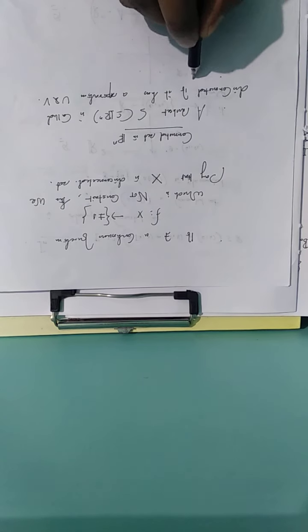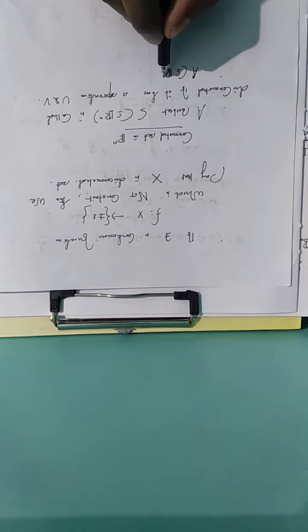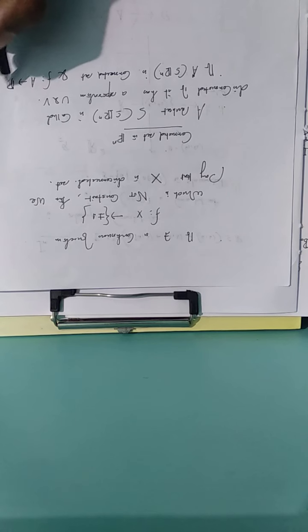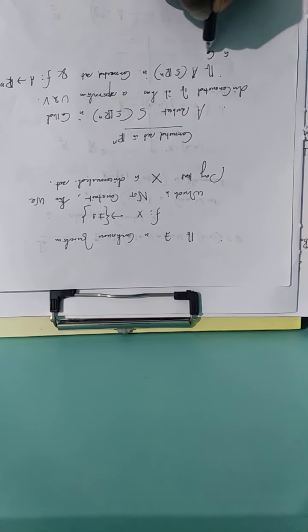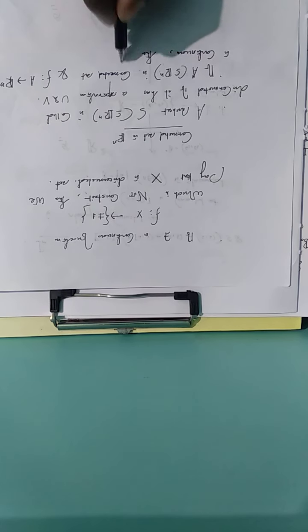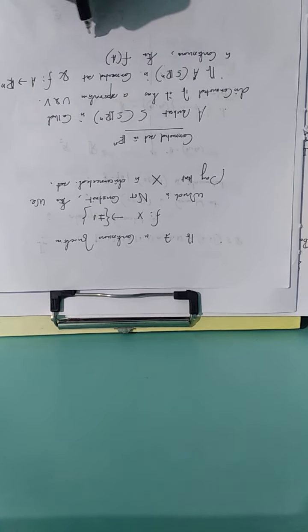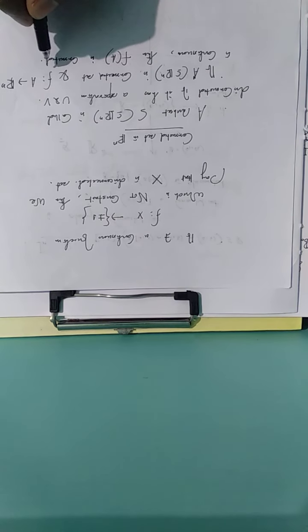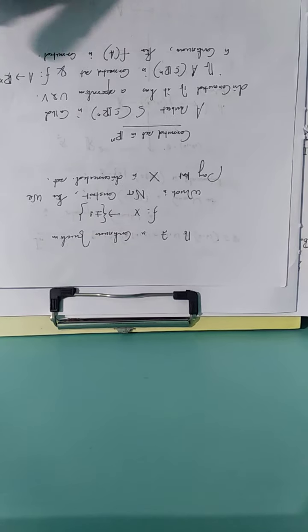And another recall, if A, a subset of R^n, is a connected set and if f from A to R^n is a continuous function, then f(A) is also connected. That means the continuous image of a connected set is connected, and that result is very, very important.